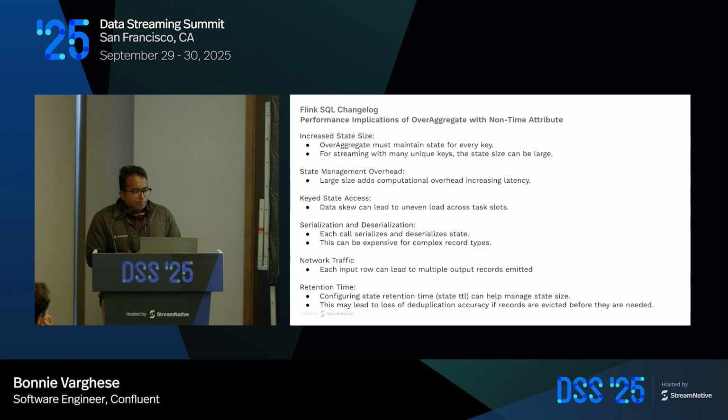As you can see, with non-time attributes, the state size can grow very large unless you are retracting constantly. Large state can add to increased latency because you have to probably read the entire data, deserialize it, and serialize it back when you update the state. Data skew can also lead to uneven load access. Network traffic is also increased because for each record that comes in, you are potentially writing more than one record out. How can you deal with this? At the operator level, you can possibly configure TTL if you know your data pattern. That can help reduce the state size.